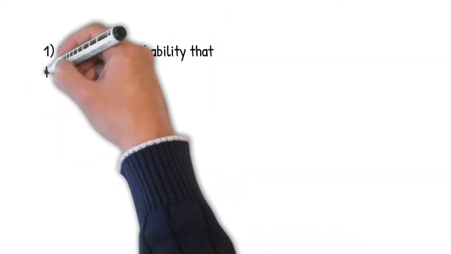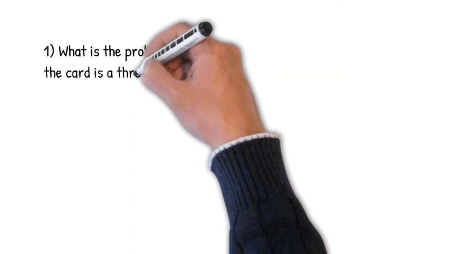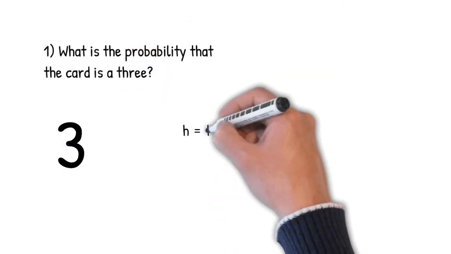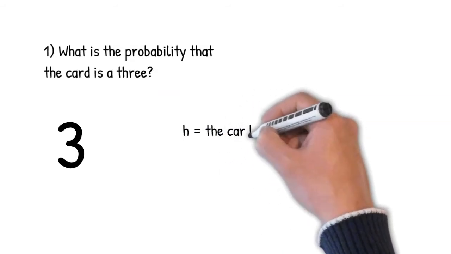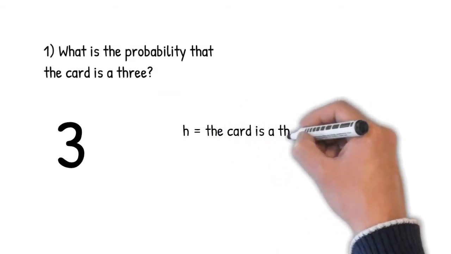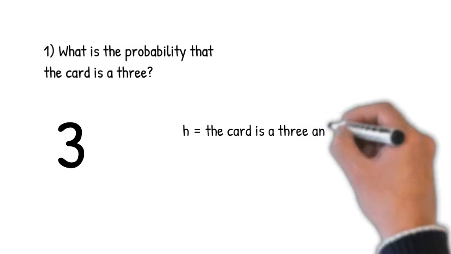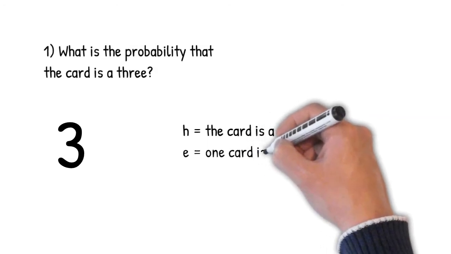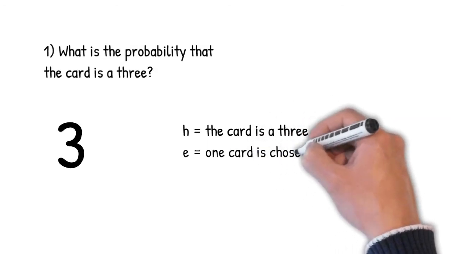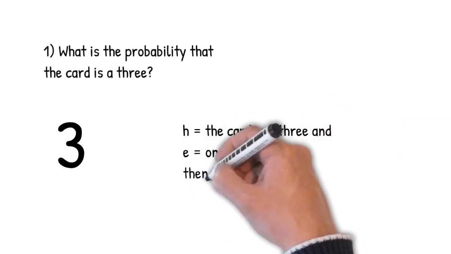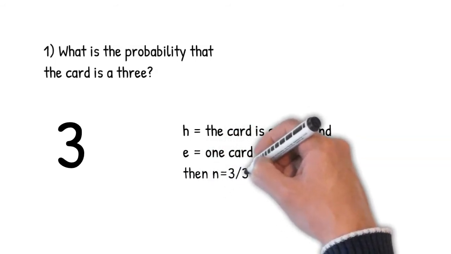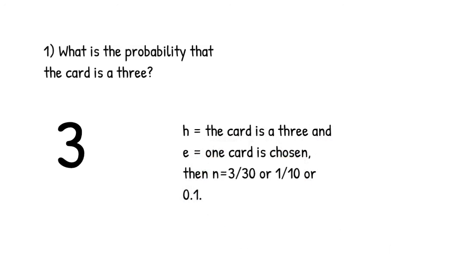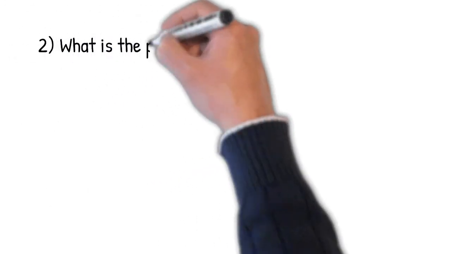So first problem. We have our deck of 30 cards. We want to know the probability that the card we draw is a 3. So that's what we're looking for. We want to get a 3. So our hypothesis is the card is a 3. And we have some evidence here. If we want to put that in, the evidence is that we have one card drawn. And in this case, there are 3 3s. And so that's 3 out of 30 possible cards, or 1/10, or 0.1 is our probability.